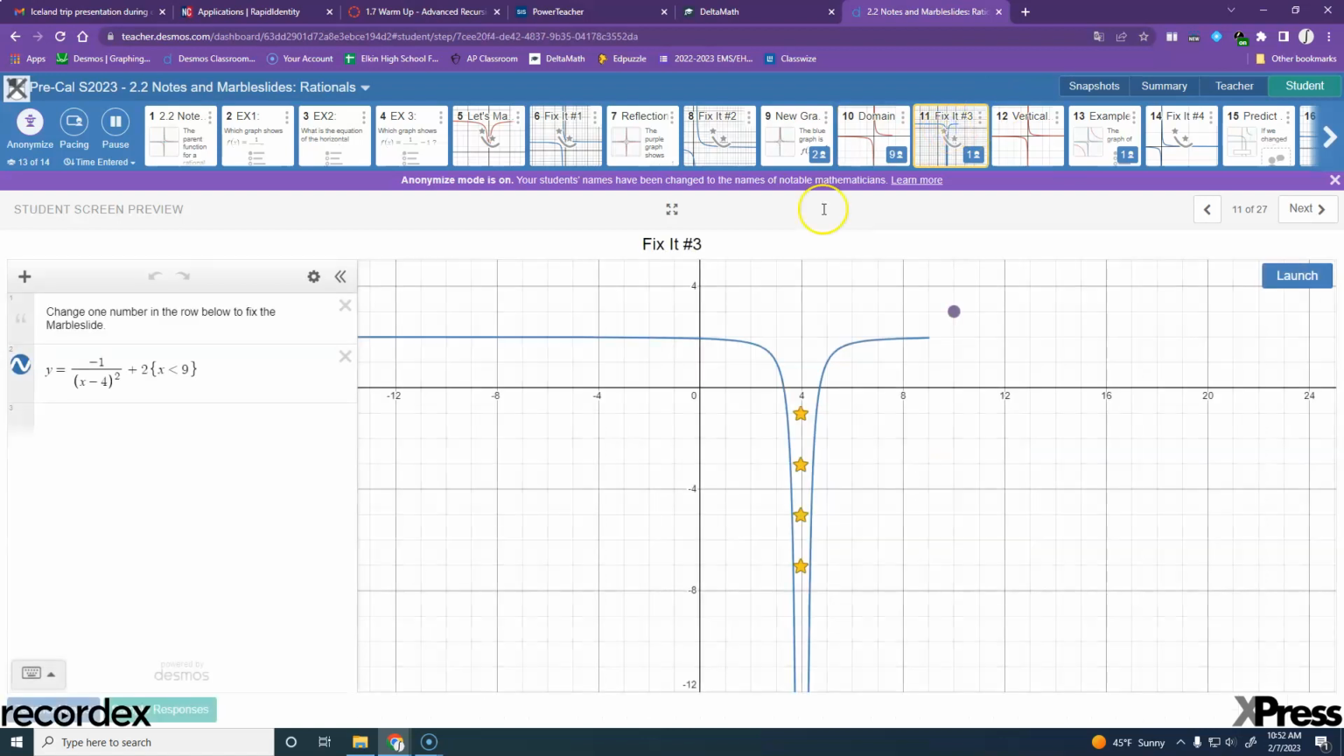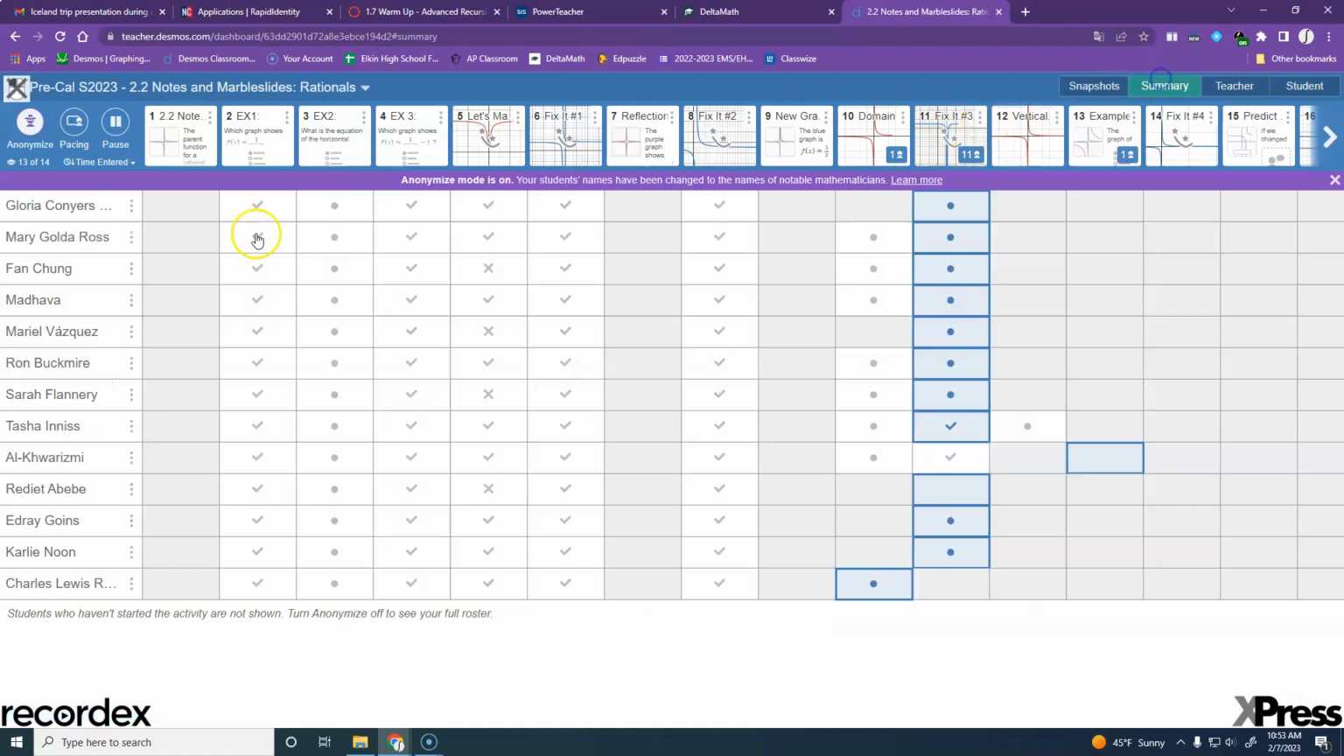So if we go to the next fix-it problem, right now, if I click launch, all of the balls just fall down to the ground. So I want you to change one number over here that is going to fix that. And when you get it to work, it'll put you a check mark over here.